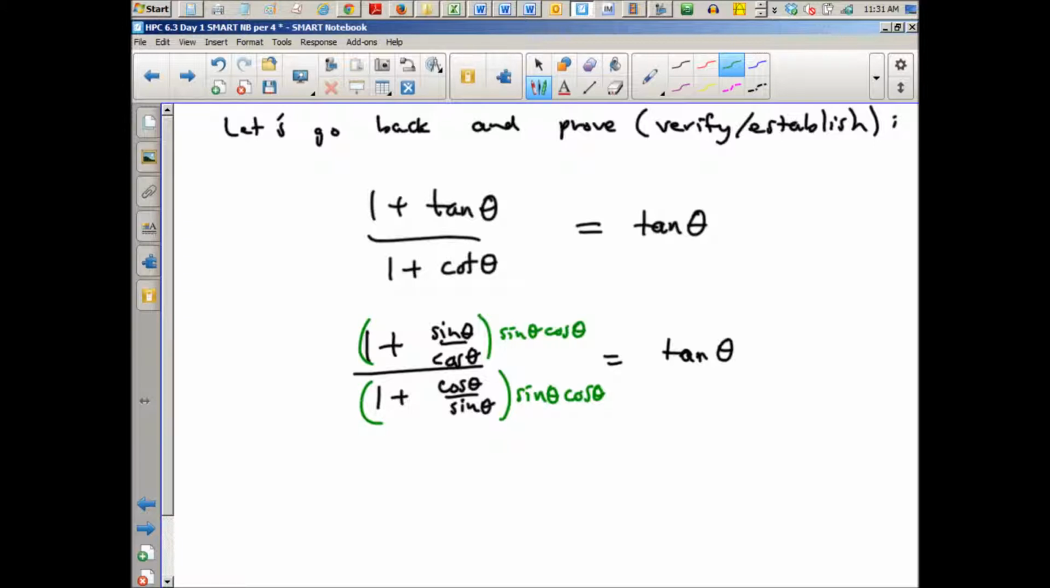Okay, let's distribute. So we're taking this green object and distributing it to these two black objects. Right? So what's my numerator? Well, what's sine theta cos theta times 1? Sine theta cos theta, right? And what is sine theta cos theta times sine over cos? What happens if you multiply this with this? Sine squared over 1. Yeah, the cosine's going to cancel out, right? But the sines are going to multiply together. So you're going to get sine squared and the cosine will just drop out. So this is actually sine squared right here.